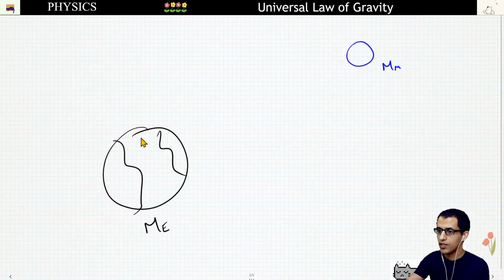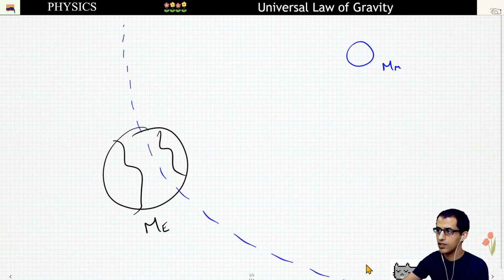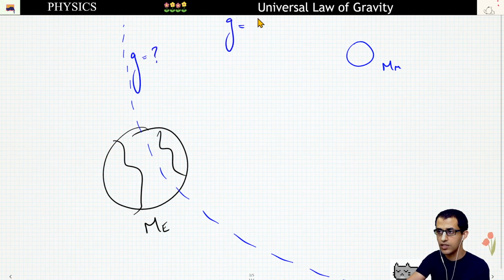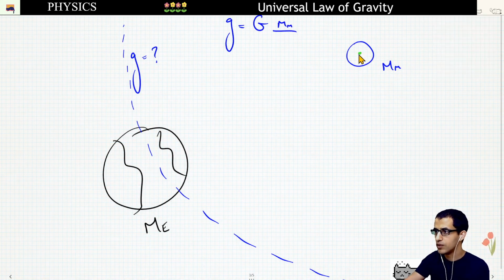So we said, well, the Earth is creating a gravitational field around itself, and that's what's pulling on the moon. But we could equally say that the moon has a gravitational field around itself, and it is pulling on the Earth. So what is the value for the moon's gravitational field here? We can solve for that by using this equation again. g equals G times the mass of the moon, divided by the distance between the two, or from the moon to that dotted line, squared.